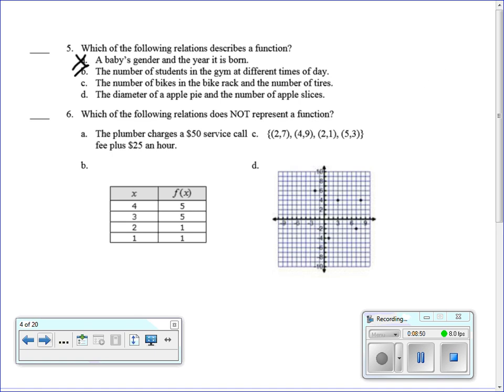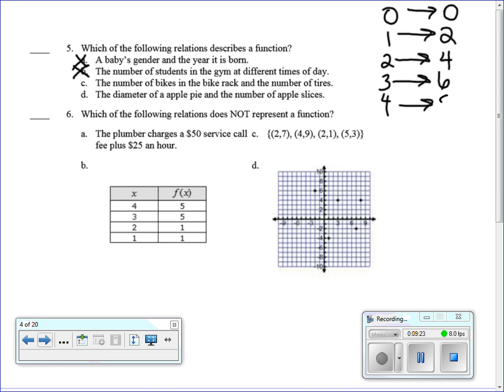When we look at C, it says the number of bikes in the bike rack and the number of tires. Well, a bike rack is where you place your bikes. You could have 0 bikes in the bike rack. You could have 1, you could have 2, you could have 3, you could have 4. This is a little bit different though. If you have 0 bikes in the bike rack, you're not going to have any tires. If you have 1 bike in the bike rack, you are going to have 2 tires. If you have 2, you're going to have 4. If you have 3, you're going to have 6. And if you have 4, you're going to have 8.